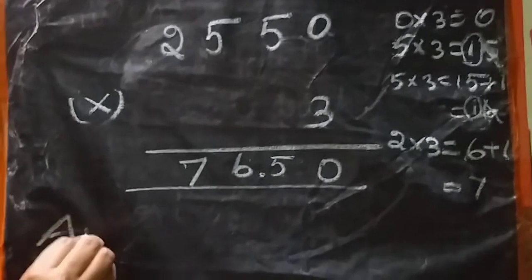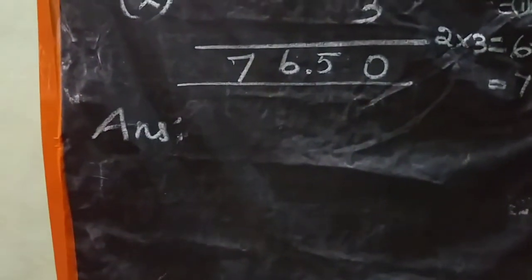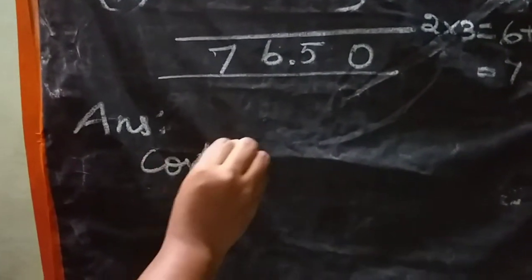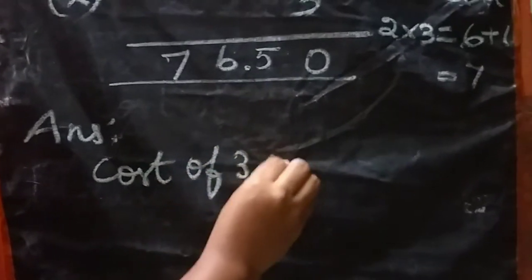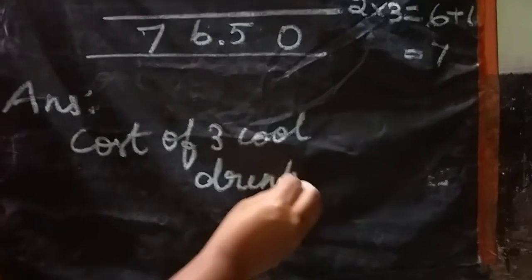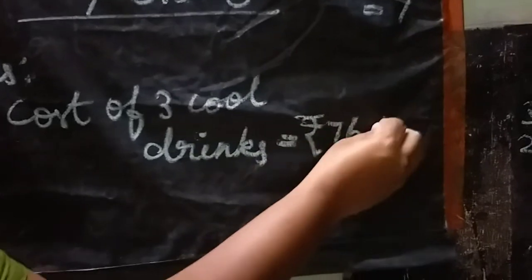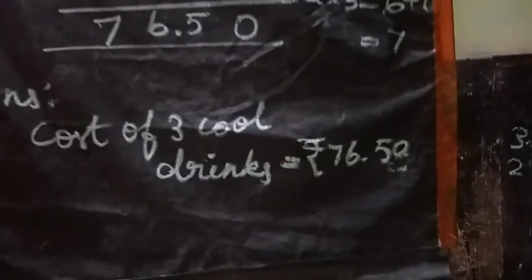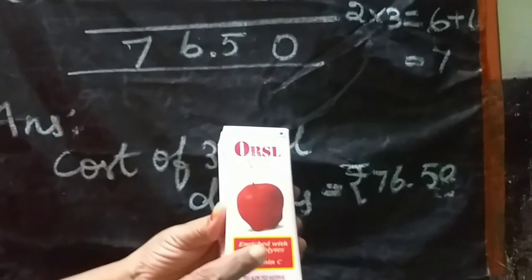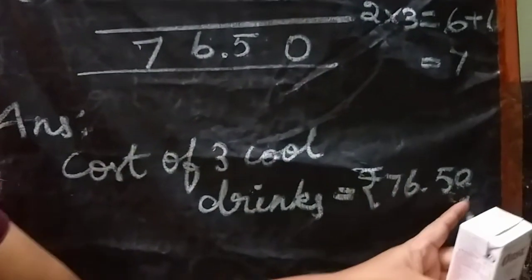So in the answer part, the same statement you wrote, you should write in the answer part also. That is the cost of 3 cool drinks is rupees 76, 50 paise. Okay, students, that is it. Three boxes of these cool drinks, and the rate is 76 rupees 50 paise. Okay.